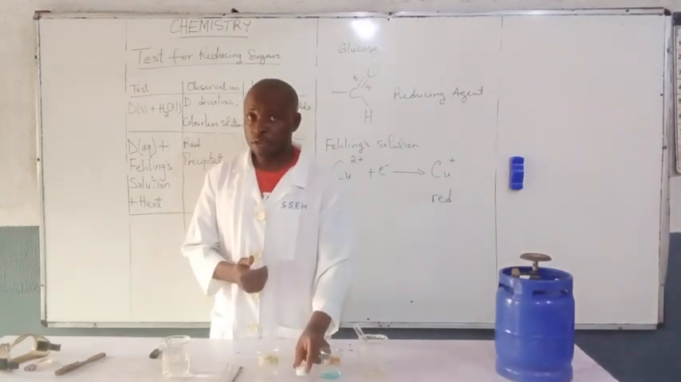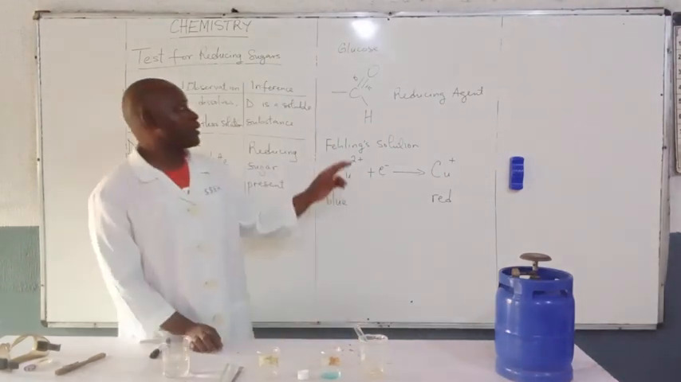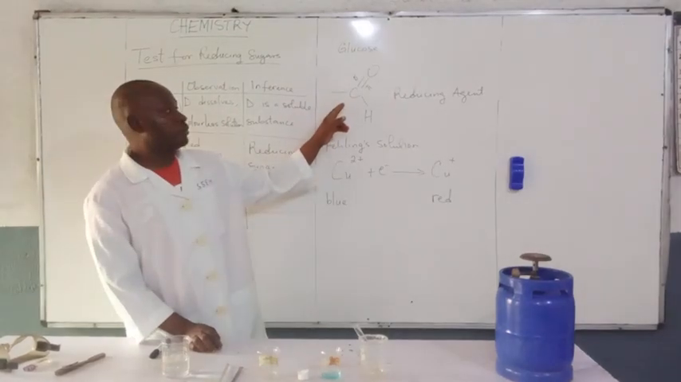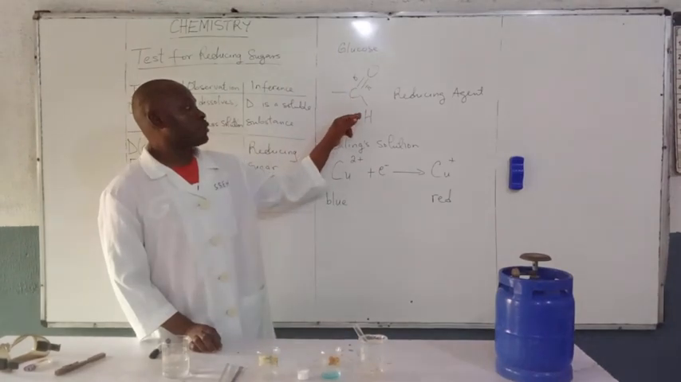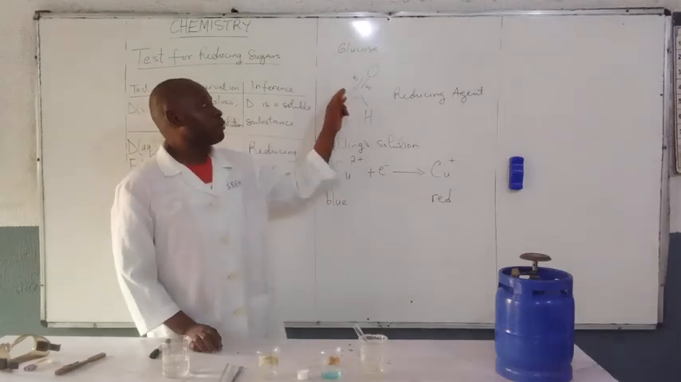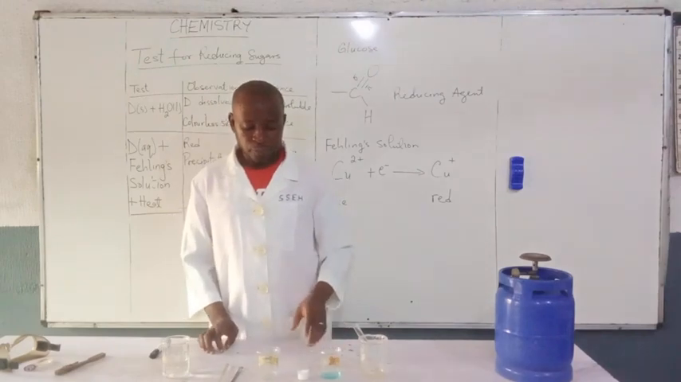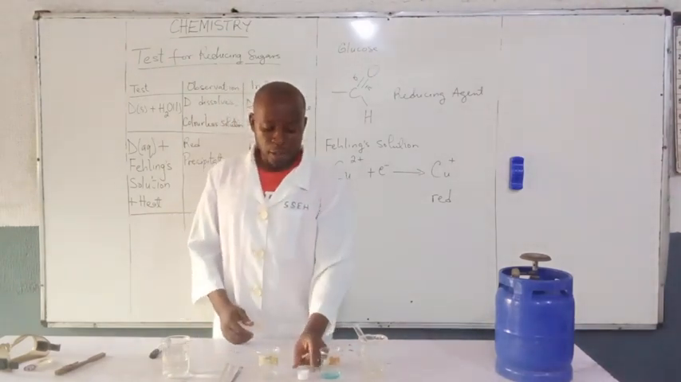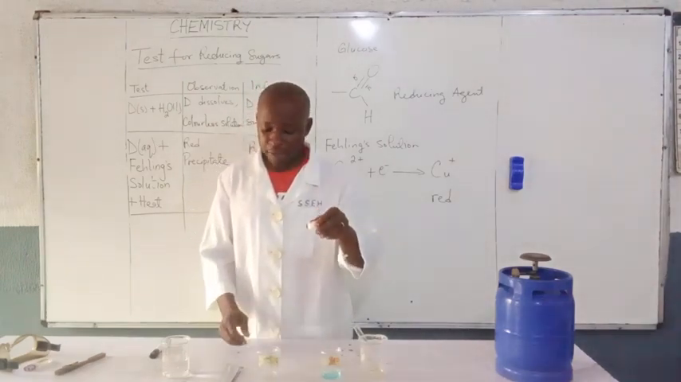Glucose, like you've been taught in your SS3 chemistry, is a reducing sugar because it has an aldehyde group, a carbon-oxygen double bond and a carbon-hydrogen single bond. This is a carbonyl group containing pi electrons, a pi bond. To test for a reducing sugar, the first thing we do is to get a sample of a reducing sugar like this glucose I have here.